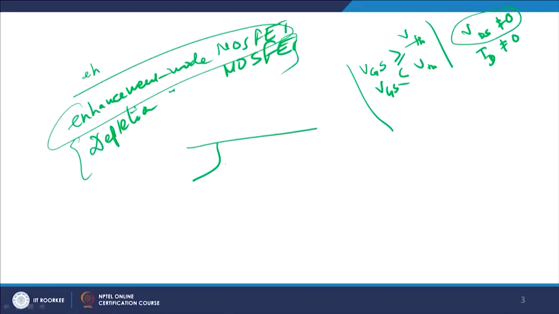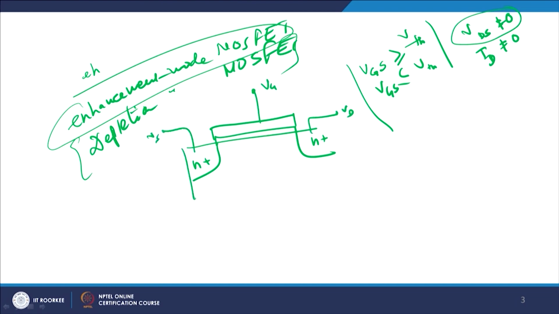that if I have an N plus region here, and a dielectric and a gate here, and drain here, and this is source, and then I join these two together for understanding purposes. Then if you do not apply any gate bias, Vg equals 0, this is a p type substrate, nothing will happen, and the reason is since there is no electric field in this direction, no charge carriers will be moving towards the silicon dioxide interface.